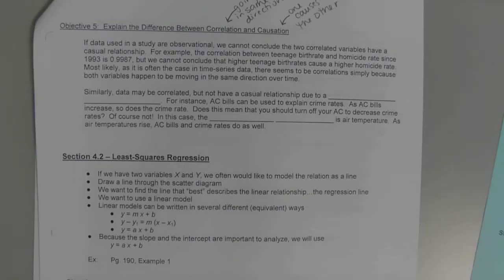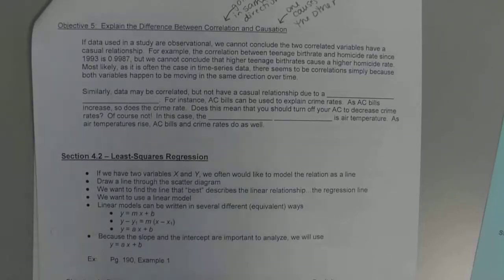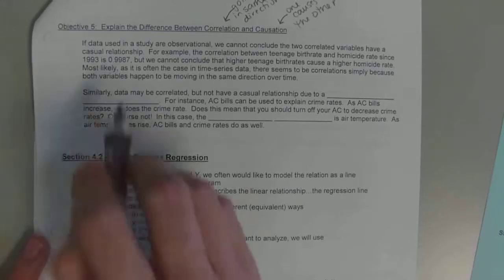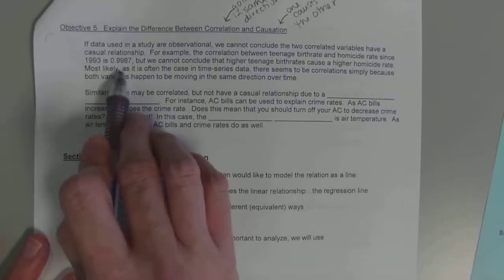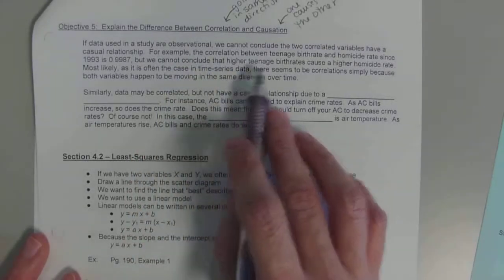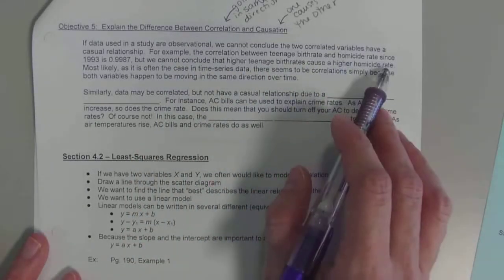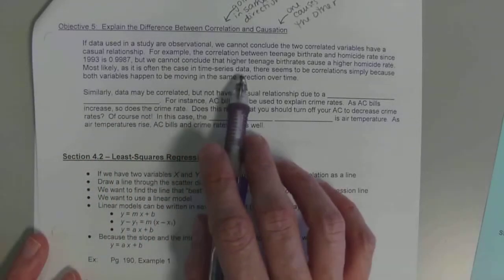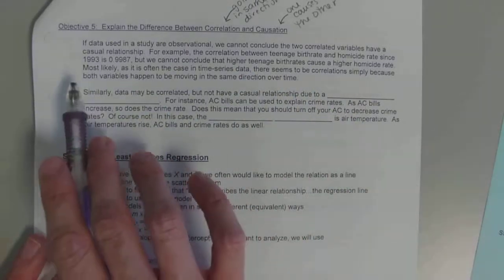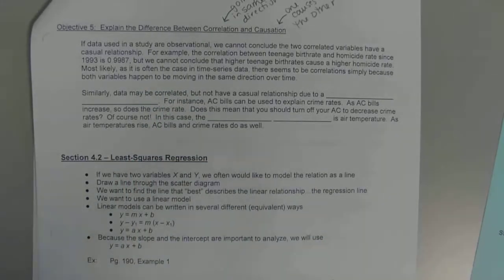Because it is important. Like, if you're an actual researcher doing this stuff and you find that your correlation coefficient is really high, you're like, oh, they cause each other. No, something else might be happening. So it says, if data is used in a study that are observational, we cannot always conclude that two correlated variables always have a causal relationship, meaning one causes the other. For example, the correlation between teenage birth rate and homicide, so murder rates since 1993, is 0.9987. So basically a perfect relationship. But we cannot conclude that higher teenage birth rates cause a higher homicide rate. Most likely, as it's often the case in time series data, there seems to be a correlation simply because both variables happen to be moving in the same direction.